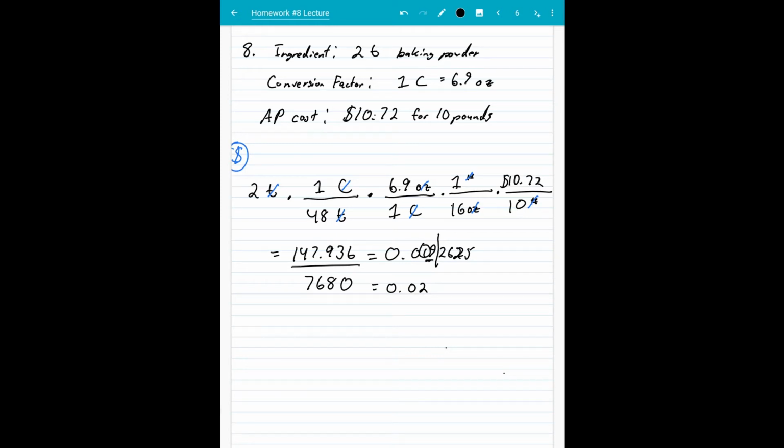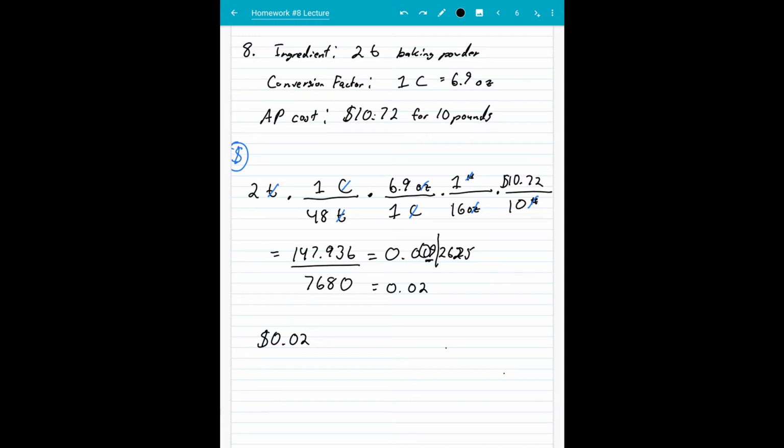This is the one that we want to round it to. So our cost is $0.02 per 2 teaspoons of baking powder. So 2 teaspoons cost us 2 cents. That's minuscule, right? I mean, it's really not that much, but still we have to add up every ingredient.